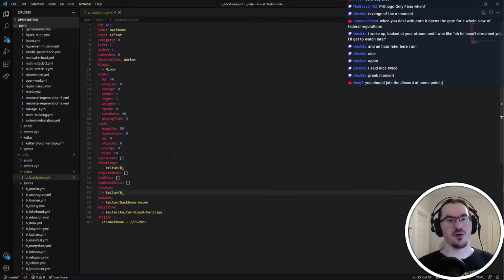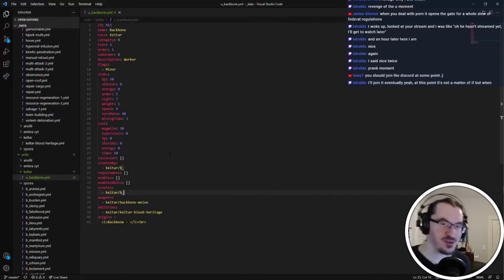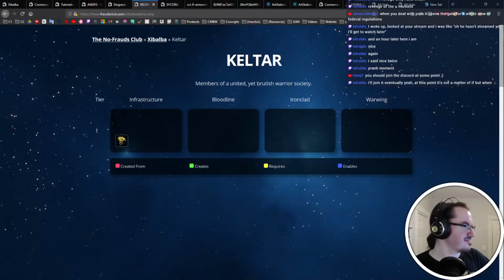I do want to put a lot of the infrastructure names for the Keltar, I actually want to synchronize around the idea of bone. The backbone is really funny to me because it talks about, oh, you've got no backbone, you've got no conviction, but it's also obviously literally what supports people. So, my man.